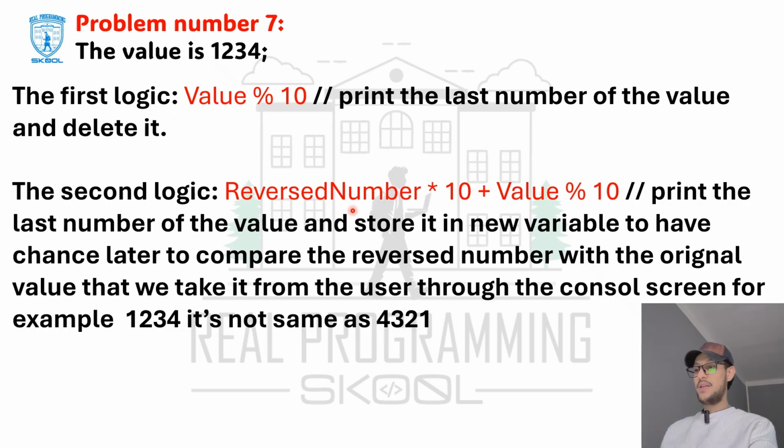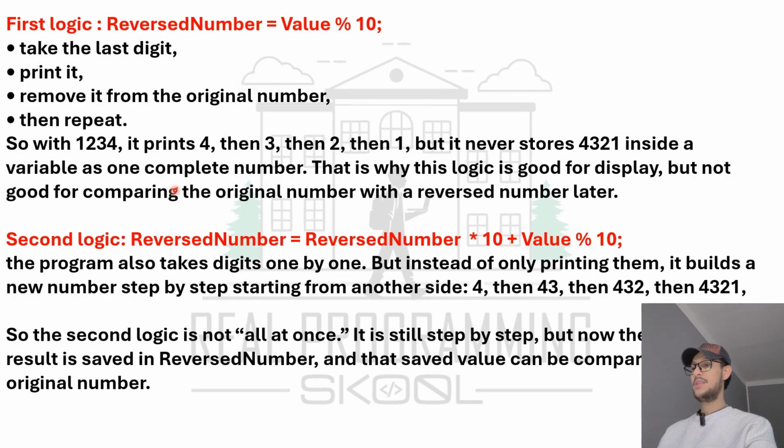But with the second logic, reverse number multiply 10 plus value mod 10, the compiler will print the last number of the value and store it in a new variable. Let's say this new variable is reverse number, to have the chance later to compare the reverse number with the original value that we take from the user through the console screen. For example, if the user inserts 1234, it is not the same as 4321, so I want the compiler to print for me not a palindrome number.